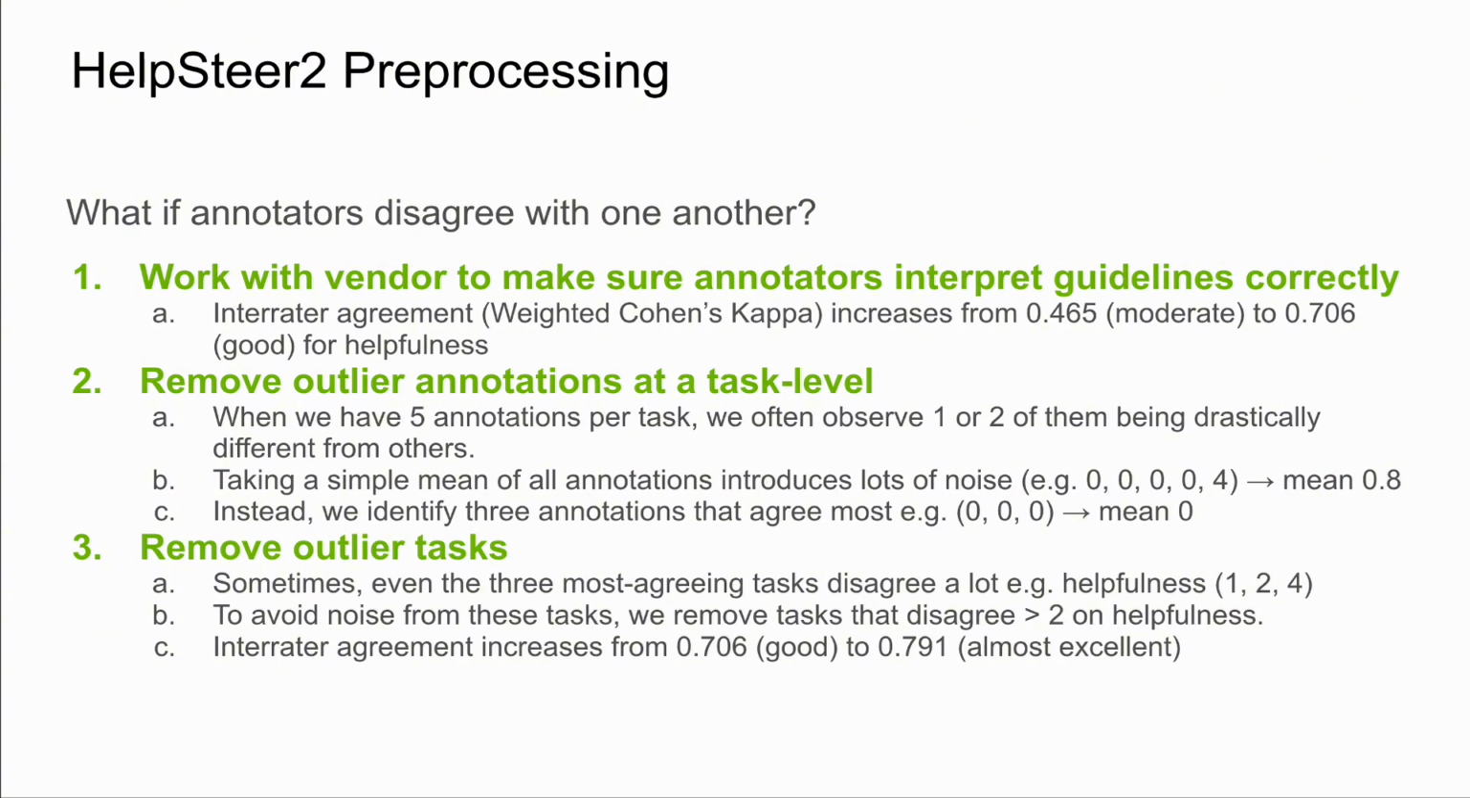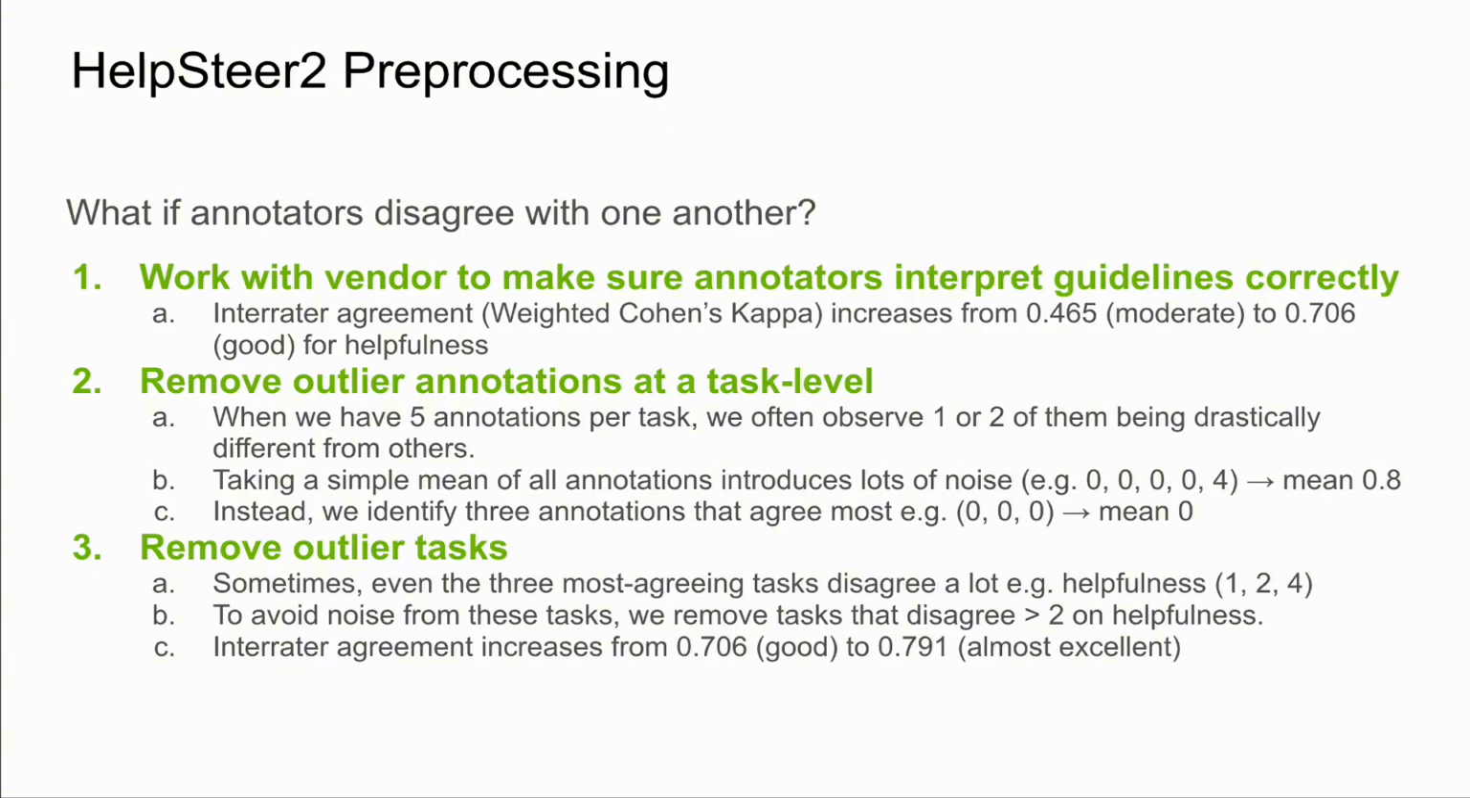And this substantially increased the inter-annotator agreement. We also removed outlier annotations at a task level. So I mentioned earlier, if we have 5 annotations, we just remove the 1 or 2 outliers that are very, very bad, and we take the simple mean of all other annotations. So what this means is that if you have 1 or 2 outliers, this doesn't affect our aggregated score. We also remove outlier tasks.